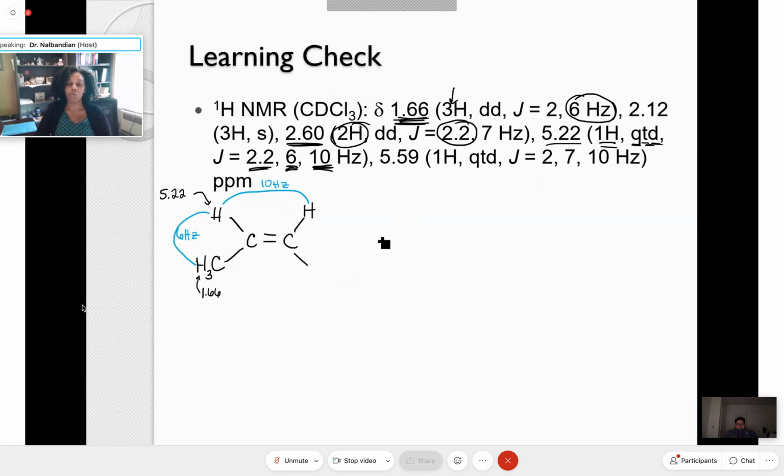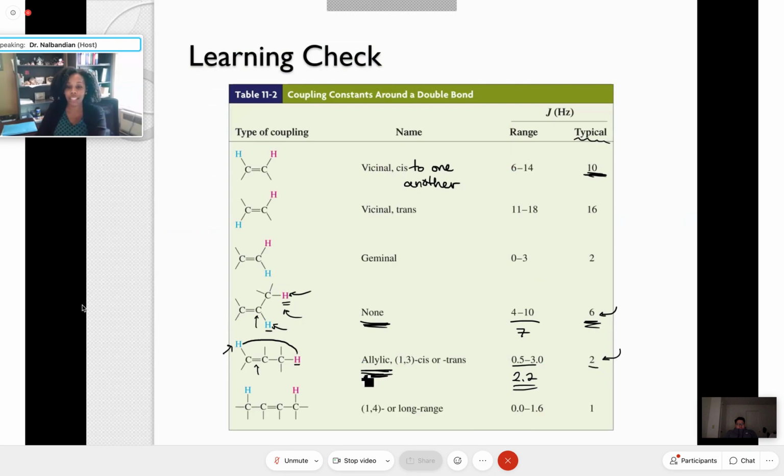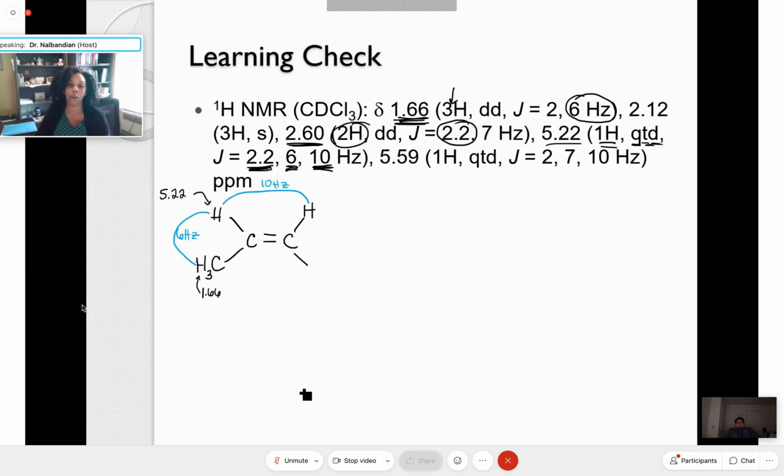All right, so I've only shown 2 of my couplings. I still have the 2.2. We said the 2.2 is this long range allylic coupling. And so here, the blue one would have to be 5.22, and then the pink one would have to be what we've seen before. So we are going through from 5.22 through the carbon to another carbon, 3 carbons away. That has to be the 2 hydrogens that are 2.60.